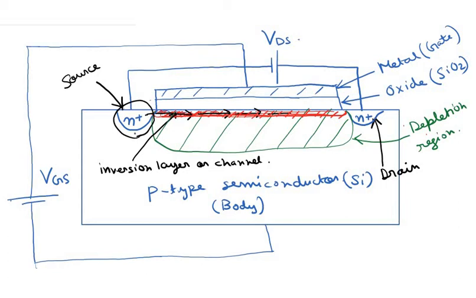This N plus contact basically acts as a source for the electrons. On the other hand, this N plus contact is known as the drain because it collects the electrons from the channel. In other words, it drains the electrons from the channel. So that is why this N plus contact is known as the drain. And generally this source, in the most common configuration, is actually shorted to the body of the transistor.